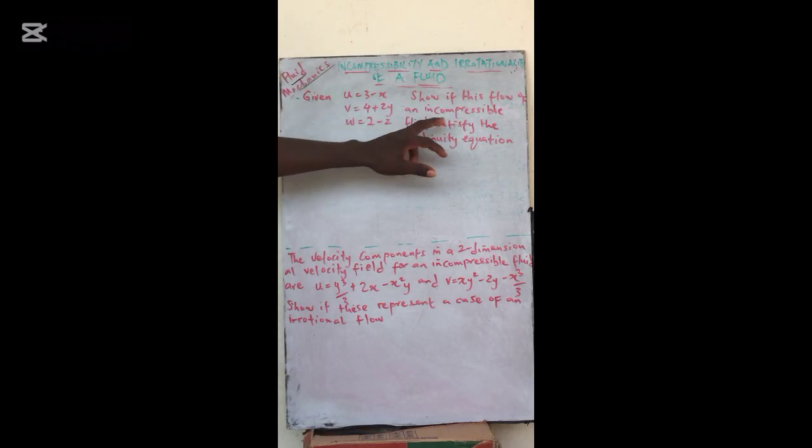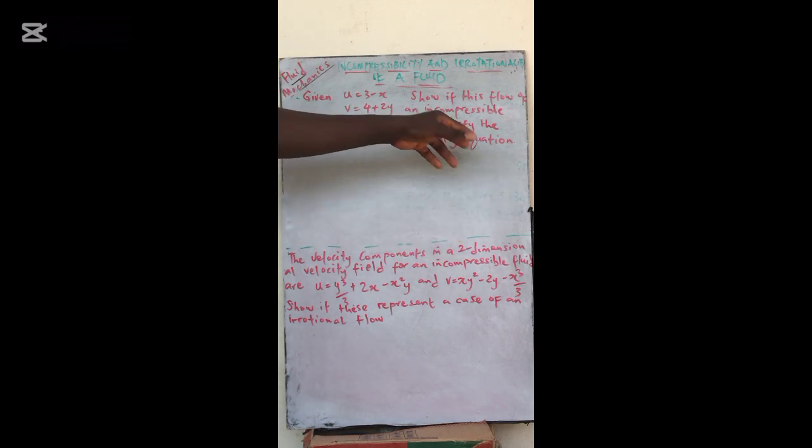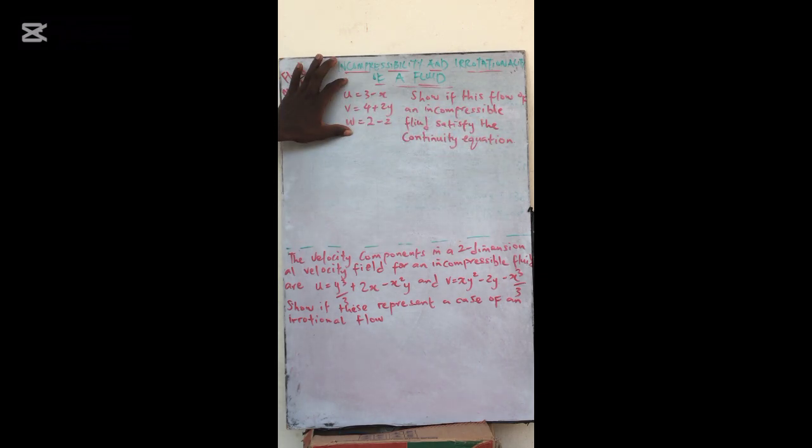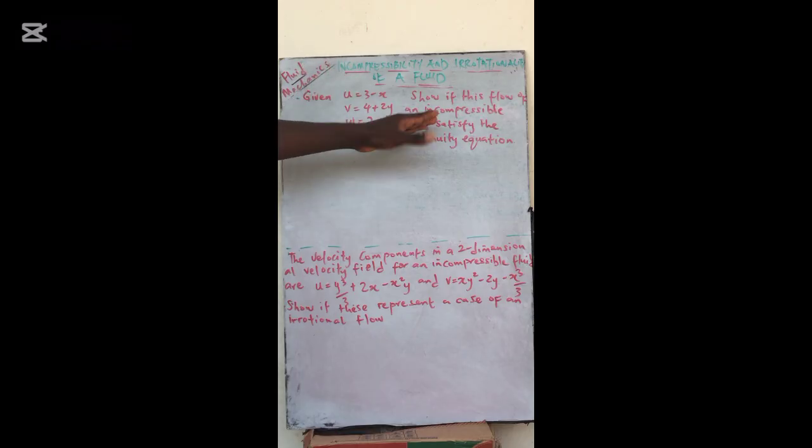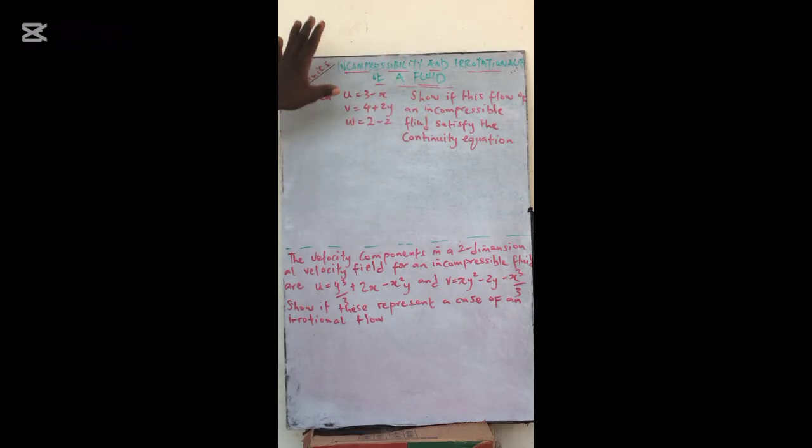It says show if this flow of an incompressible fluid satisfies the continuity equation. That is, you should check whether this is truly incompressible. They've given us this flow and they said it is incompressible, so we have to confirm. For it to be confirmed, there's always a continuity equation that you're going to use. That will be like a proof or determinant for it.